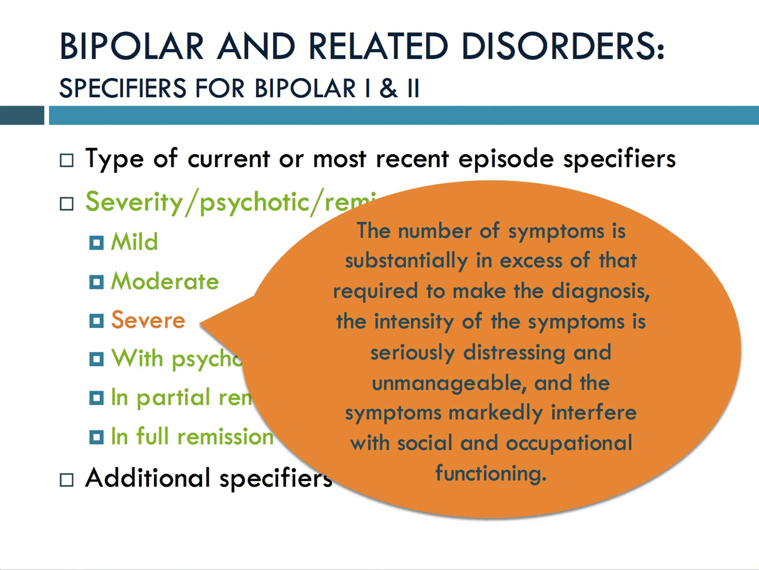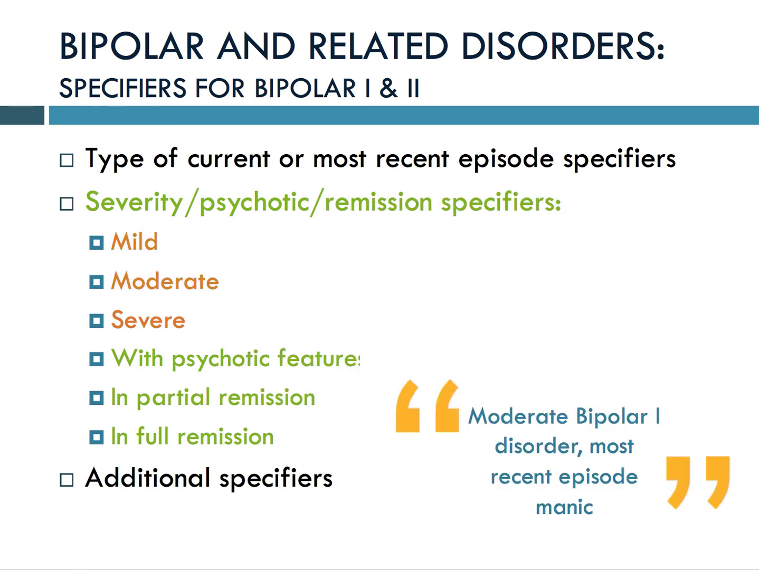And if the diagnosis is specified as severe, that means that either there are a lot of symptoms in excess of what is necessary to make the diagnosis, and/or that the distress or impairment is unmanageable. So if I were to try and integrate the severity into my diagnosis, I might diagnose someone with moderate bipolar 1 disorder, most recent episode manic.